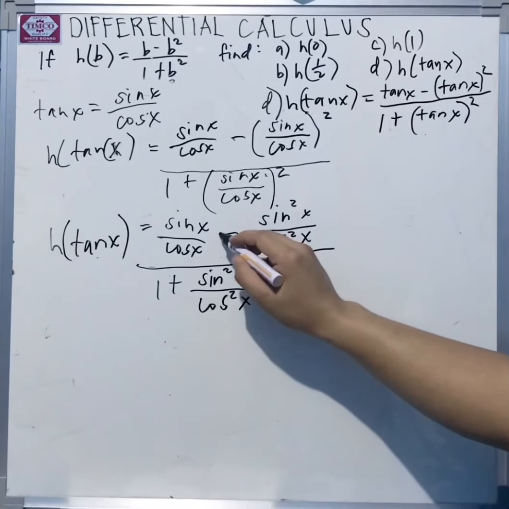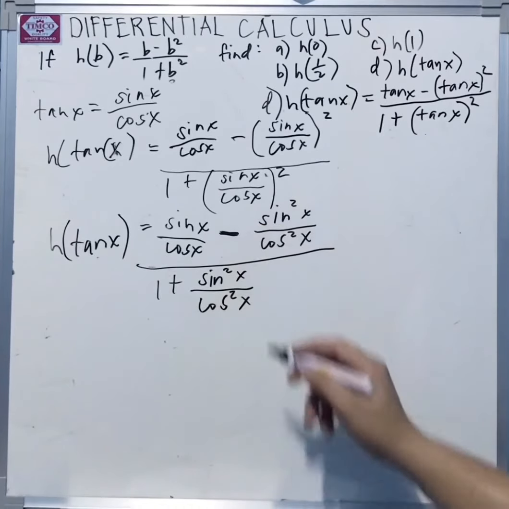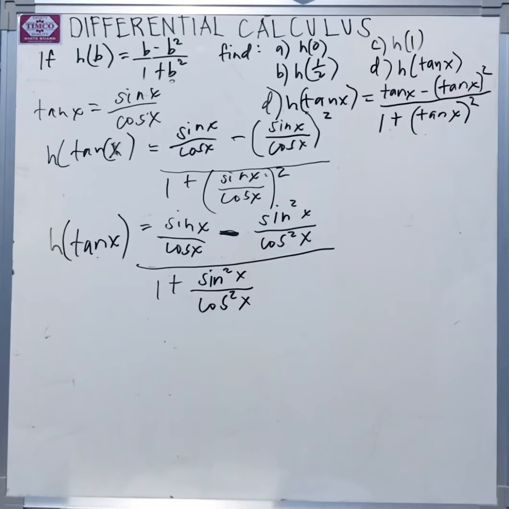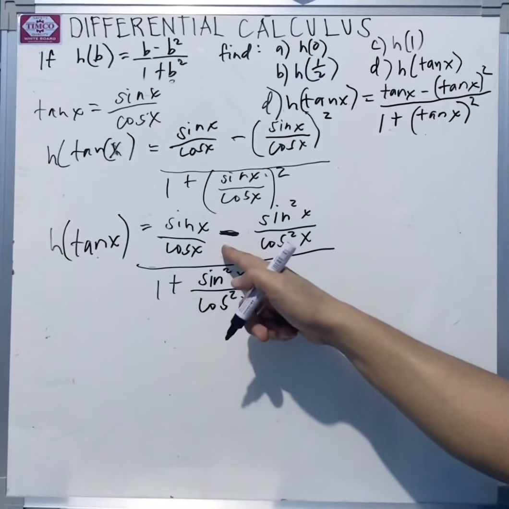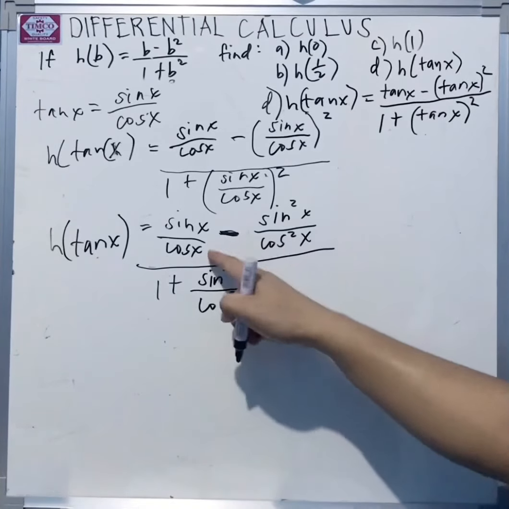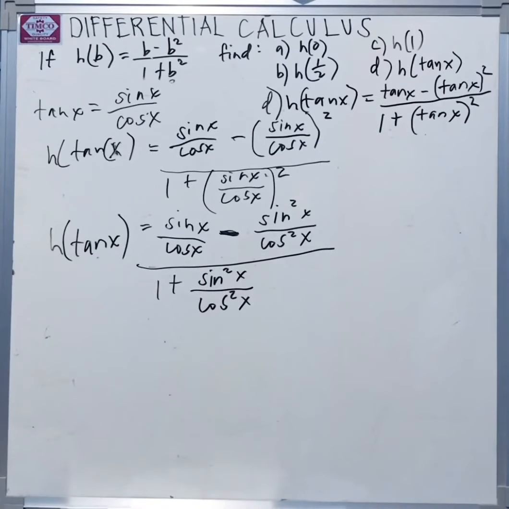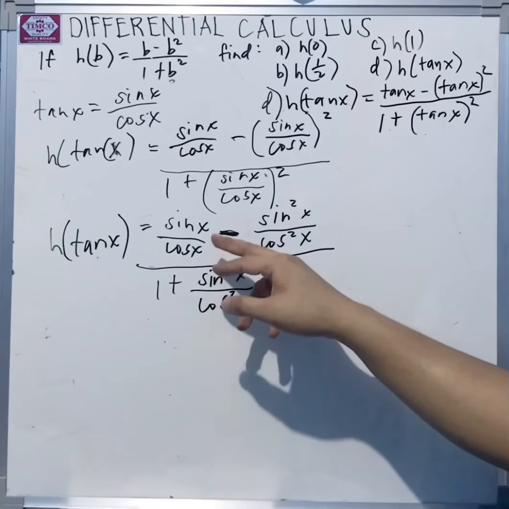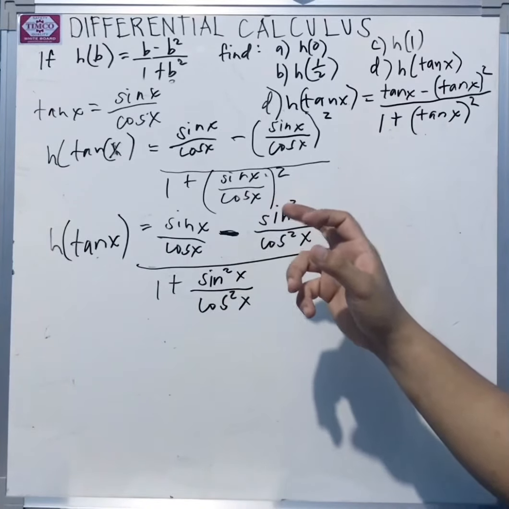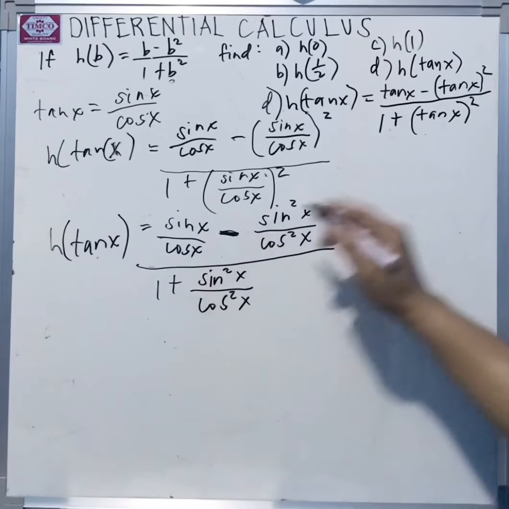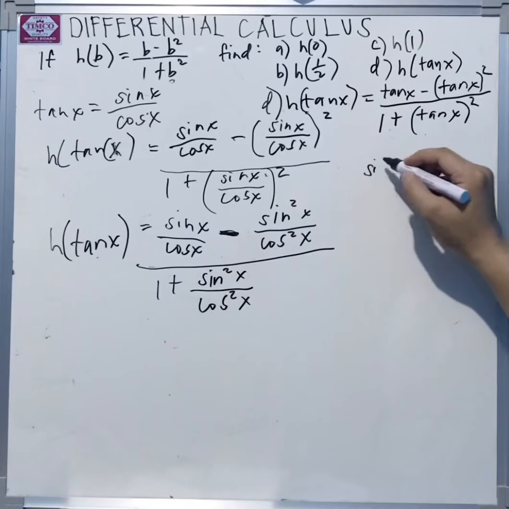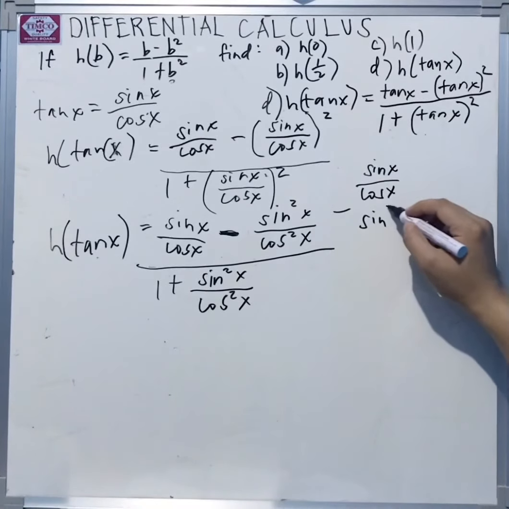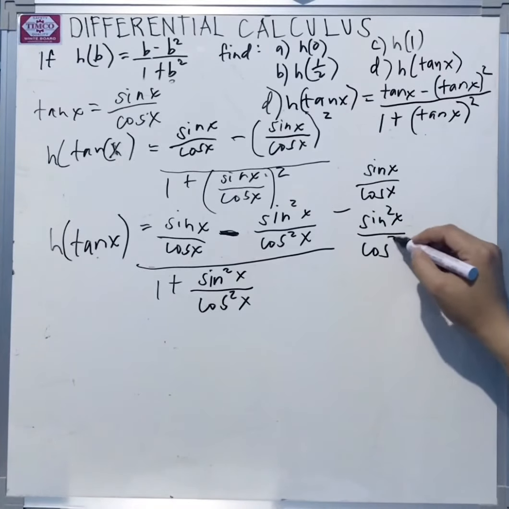So we have the function, we have operation here, minus, di ba? Subtraction. So pag fraction, di ba, pag nagsusubtract tayo or nag-a-add, kukunin natin yung least common denominator nila. So kung makikita natin dito, cosine x and cosine squared x, meron silang common denominator. Okay, so we have sin x over cosine x minus sin squared x over cosine squared x.